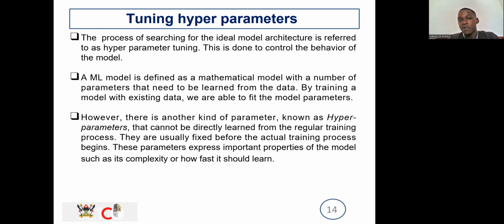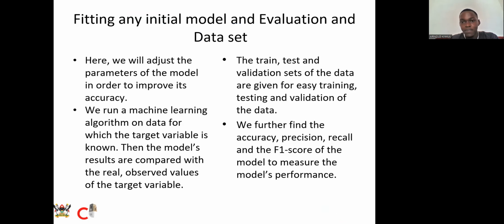When we come to tuning hyperparameters, the process of searching for an ideal model architecture is referred to as hyperparameter tuning. This is done to control the behavior of the model. A machine learning model is defined as a mathematical model with a number of parameters that need to be learned from the data. By training a model with existing data, we are able to fit the model parameters. However, there is another kind of parameter known as hyperparameters that cannot be directly learned from the regular training process. They are usually fixed before the actual training process begins. These parameters express important properties of the model, such as its complexity or how fast it should learn.